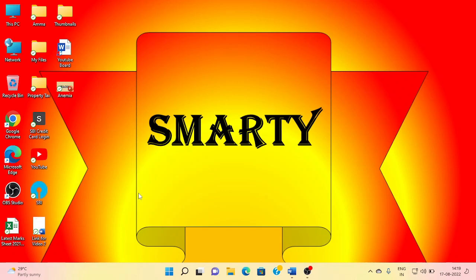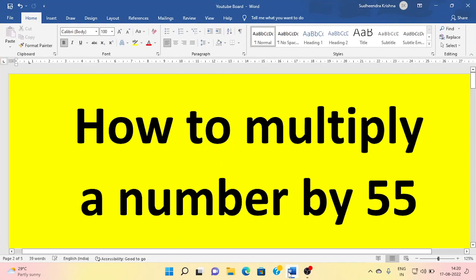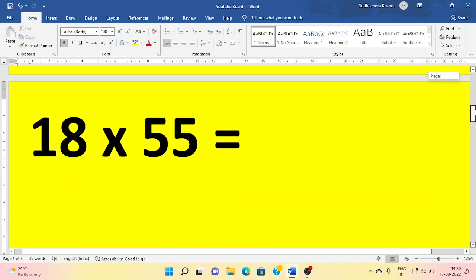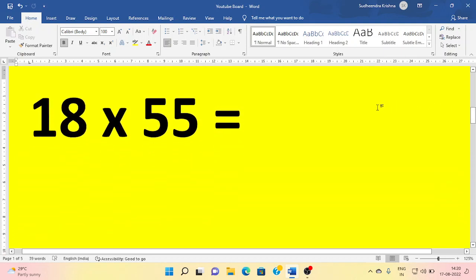Today I have come up with another trick by using which you can do calculations quickly without using pen and paper. So let's start the session today. In this session, I am going to teach you how to multiply even numbers and odd numbers by 55. Both even numbers and odd numbers, I am going to show it to you in this session. So first I will show you how to multiply even numbers with 55.